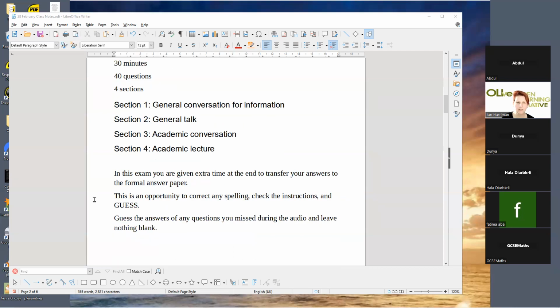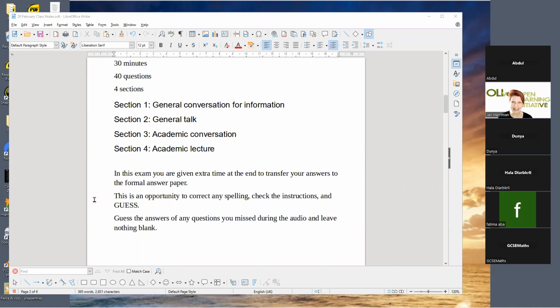Okay, so if you're doing the paper exam, you have an extra 10 minutes at the end in order to transfer your answers to a special answer sheet. Which is great because it means you have the opportunity to guess on any that you may have missed at that time.